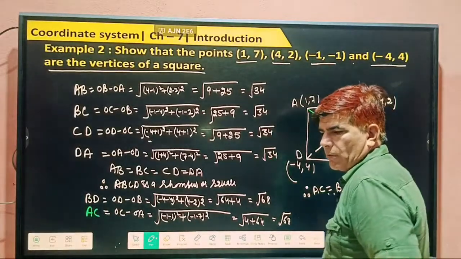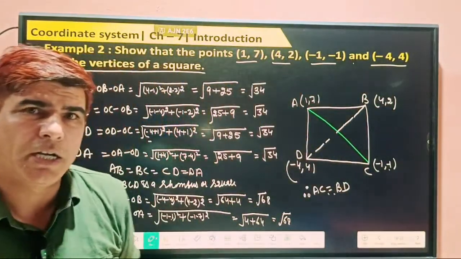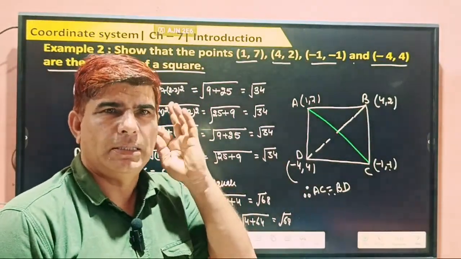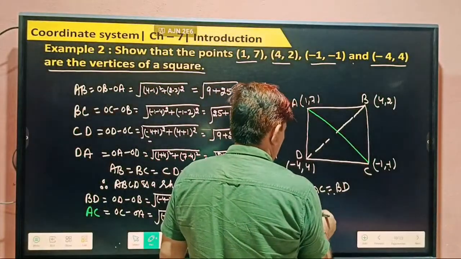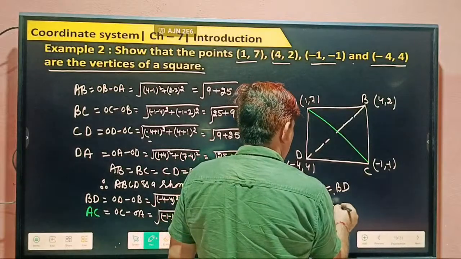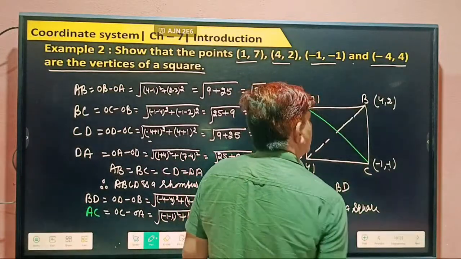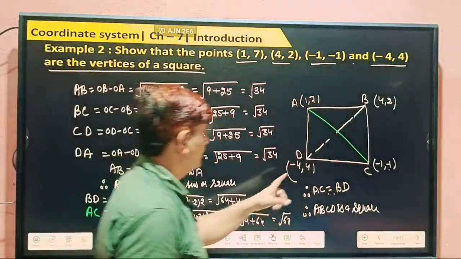So the diagonals are equal. So this is the property of what? If all sides are equal and diagonals are equal, it means it's a property of a square. Therefore, ABCD is a square. Another method, this I can tell.